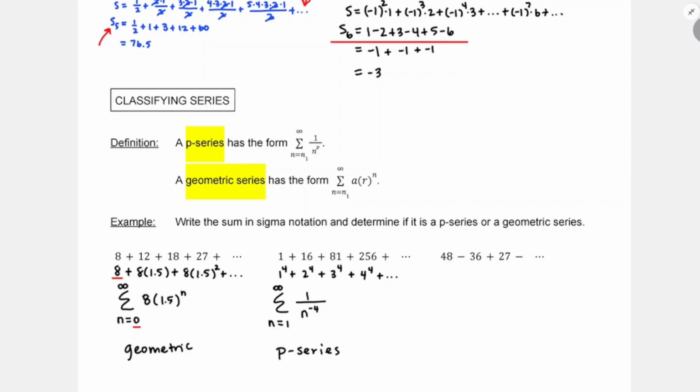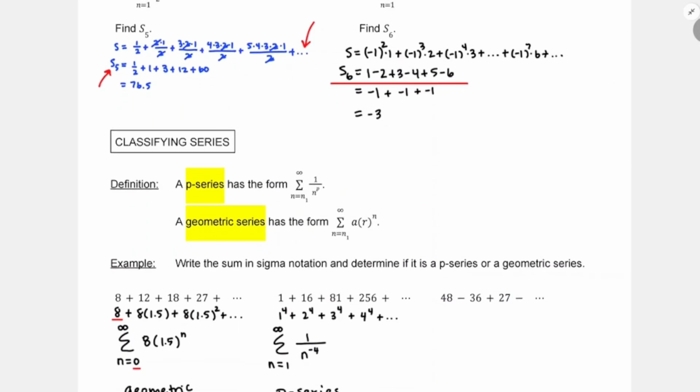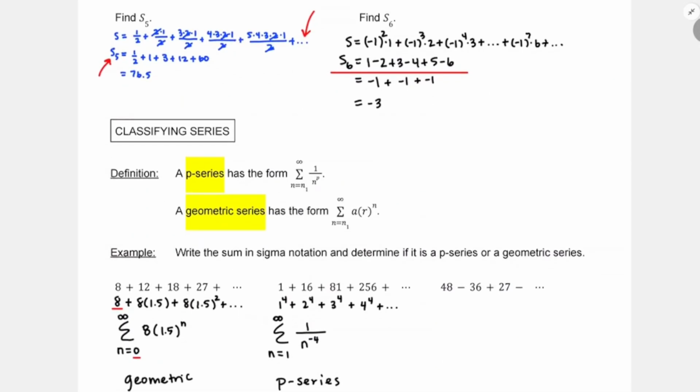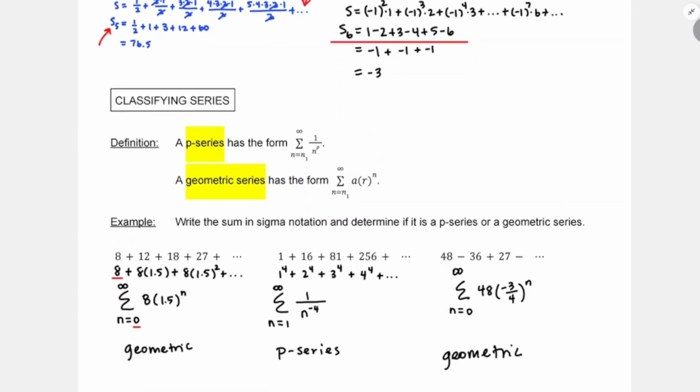Now the last one is alternating. It's going to be like that one up above that had the negative 1 to the n plus 1. I didn't talk about that a whole lot because we'll study that in depth in this class. But 48 minus 36 plus 27 minus something, dot dot dot, following the same pattern. Well, the pattern is we're multiplying by negative 3/4. So it's the sum from n equals 0 to infinity of 48 times negative 3/4 to the n. Because n is the exponent, that makes it a geometric series.